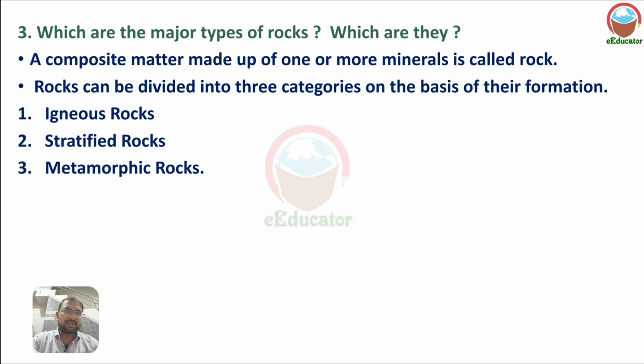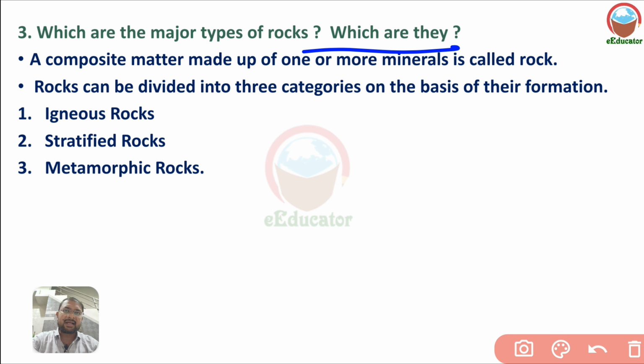Look at it. The question is which are they, and we need to write only the names of the rocks here. If they have mentioned to explain the 3 types or write detailed information about them, then we need to write the information about the 3 types of rocks also.